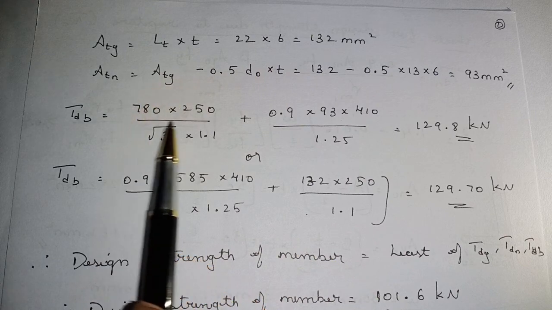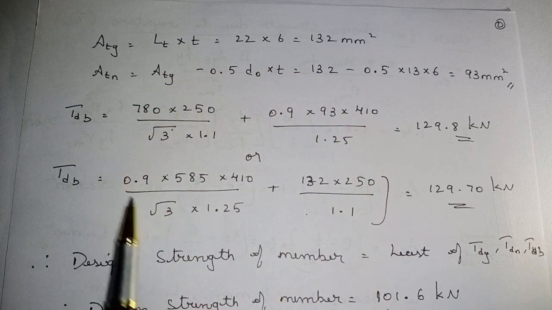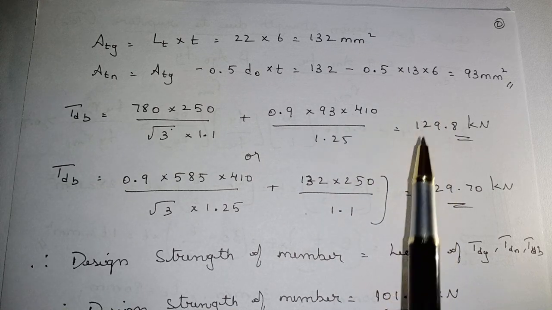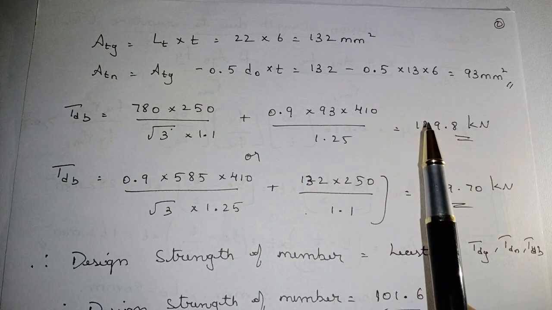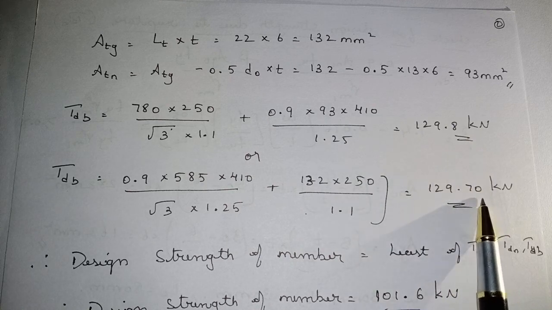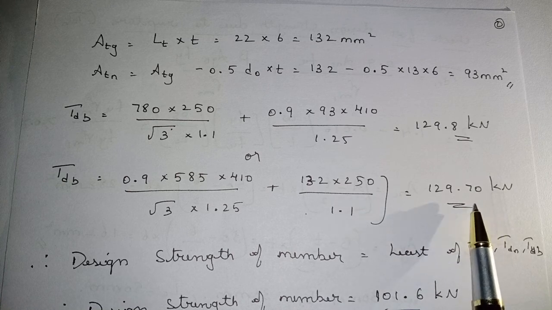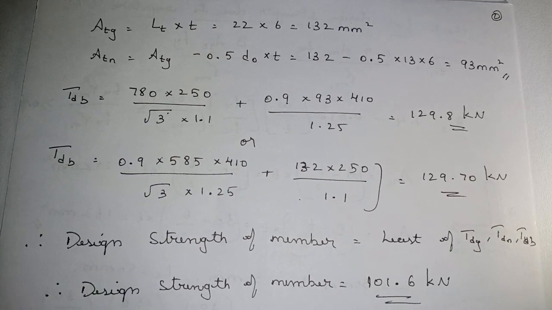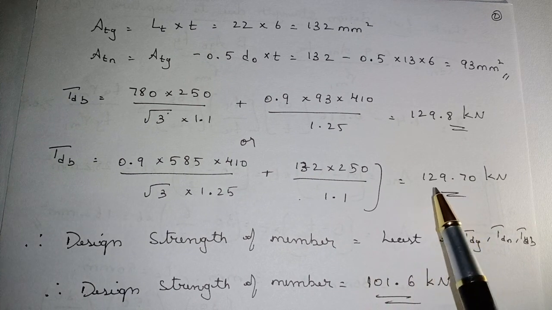So you got to know all the values in the TDB value. Substitute all these values, you will get these two values from these equations. So what is the least in these two? Is 129.7. So this is the strength of the angle section in block shear. So whatever the three values you have got, in that whichever is least, that will be the strength of the plate. Got it?